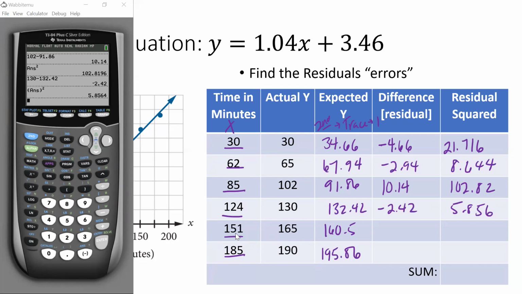Last, we're now at x equals 151 and we're finding its residual. So we have 165 minus 160.5. And I'm going to square it. And we get 4.5 and we have 20.25. Now we have x equals 185 to find its residual. So we have 190 minus 195.86. It's a negative, so I'm going to use parentheses to square. And that gives us negative 5.86 and 34.34.